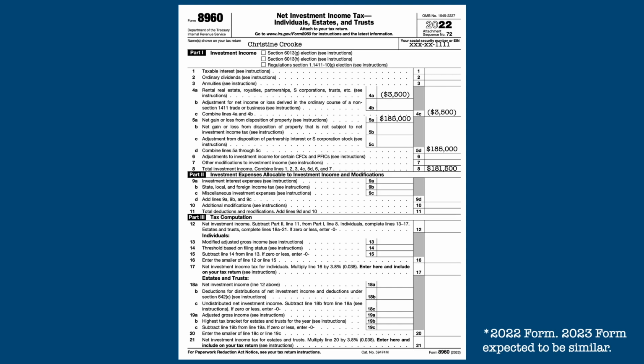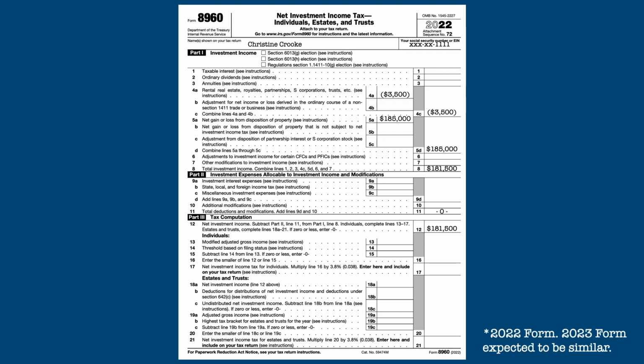Any expenses she had related to her investments would be entered in Part 2 of the form. Since she hasn't any expenses she hasn't accounted for already on other forms, she leaves this section blank and moves on to Part 3. On line 12, she subtracts the Part 2 total from the Part 1 total. This figure is her net investment income.